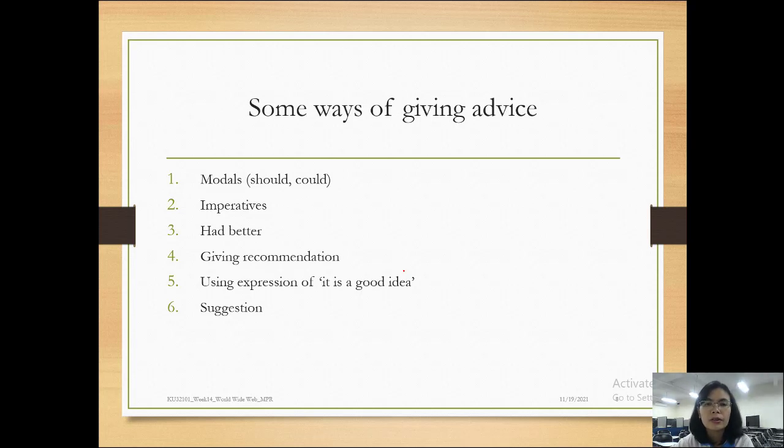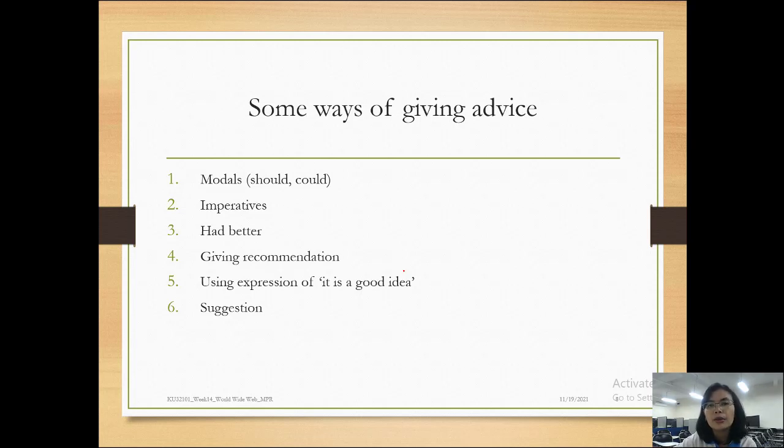Okay, so the first one is using modals. Using modals is very effective in giving advice, because most likely you will do this in your daily communication with your friends. So for example, oh, what happened to my computer? You should do this, or you could do that. Okay, so in giving advice, I think modal use is quite common.